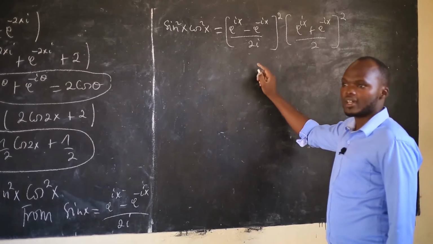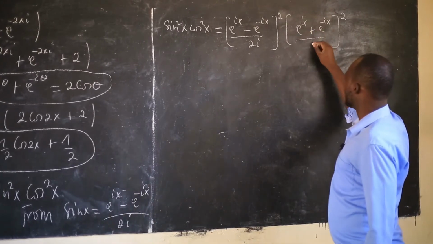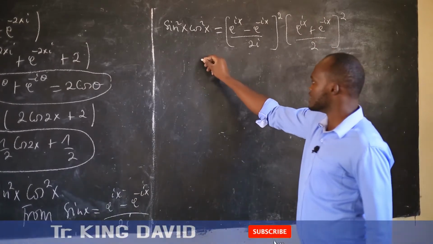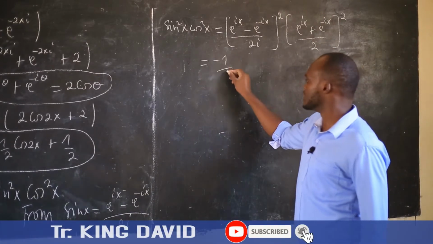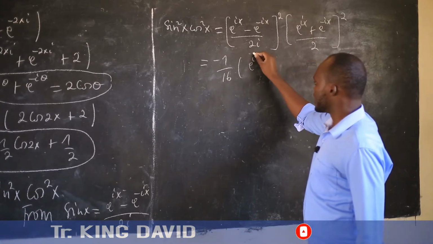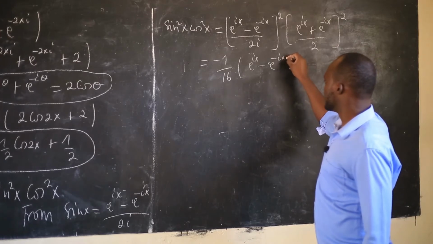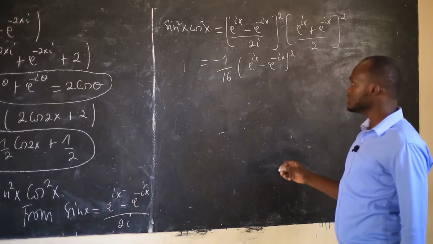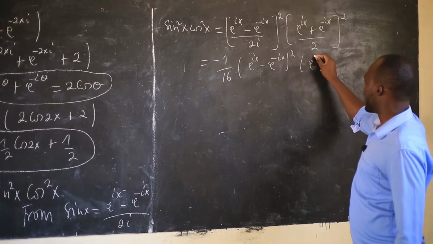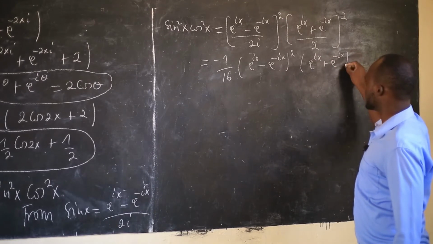So 2i squared is negative 4. 2 squared is 4. 4 times 4, that is 16. The answer is negative 1 over 16 into bracket e power ix minus e power negative ix, squared, then e power ix plus e power negative ix, squared.